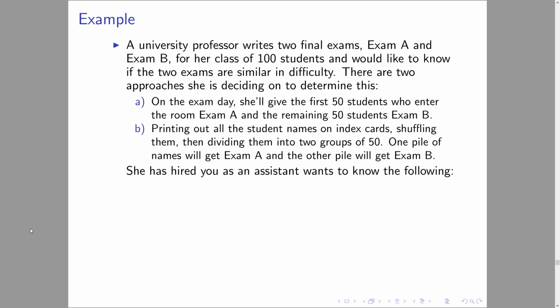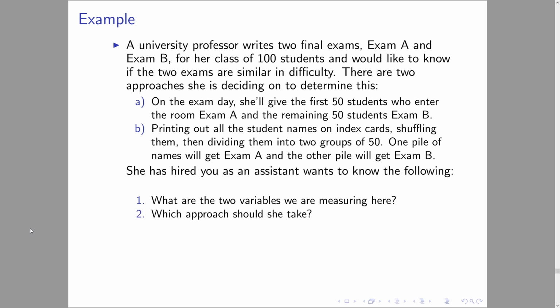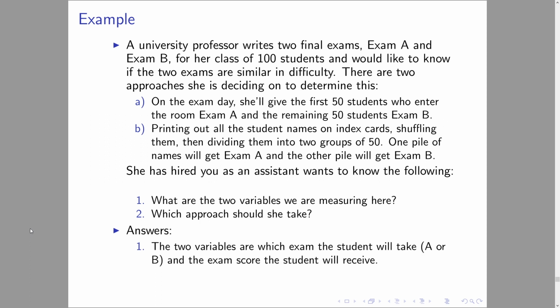Now, she's hired you as an assistant and would like to know the following. What are the 2 variables we are measuring here? Which approach should she take? So once again, pause the video, have a think about it, and we will proceed. Okay, so in terms of what variables we are measuring here, hopefully you can see that the 2 variables are which exam the student will take, either Exam A or Exam B, and the other variable is the score that they receive on whichever exam they take.